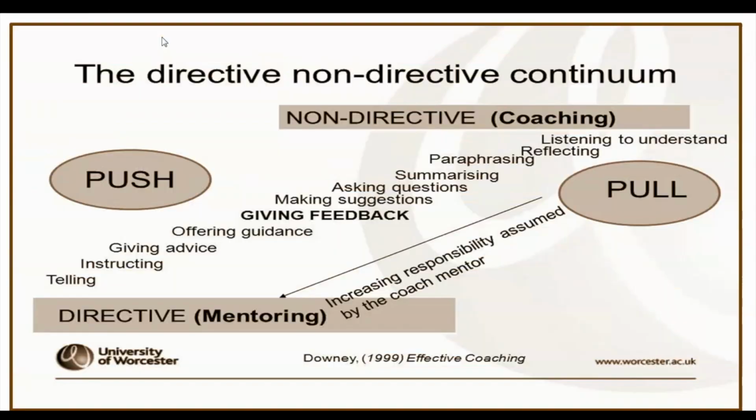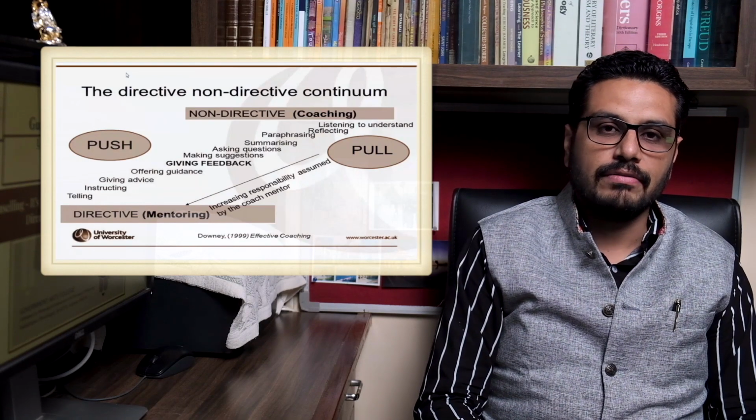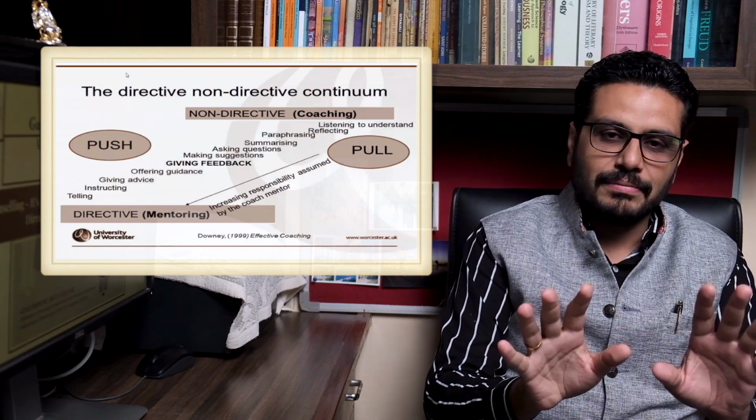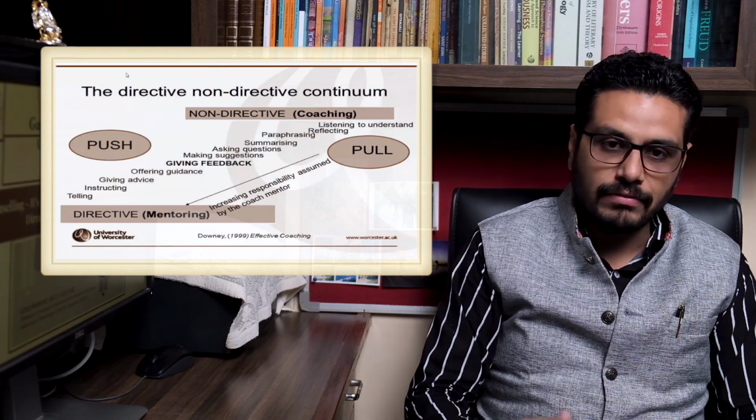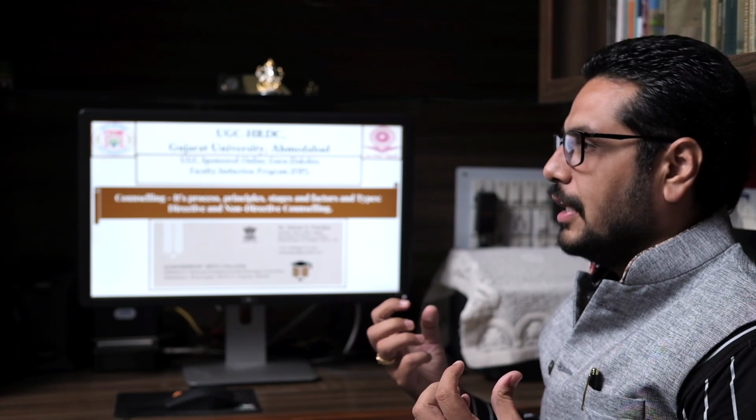So you have a diagram on your screen. Okay, it is from Downey's book, Effective Coaching, as you can see it at the bottom of that screenshot. What you get here are two particular words. On one side there is push, and on another side there is written pull. That is basically the difference between directive and non-directive counseling. In directive, you push that particular person towards something. In non-directive, you pull that particular person towards you.